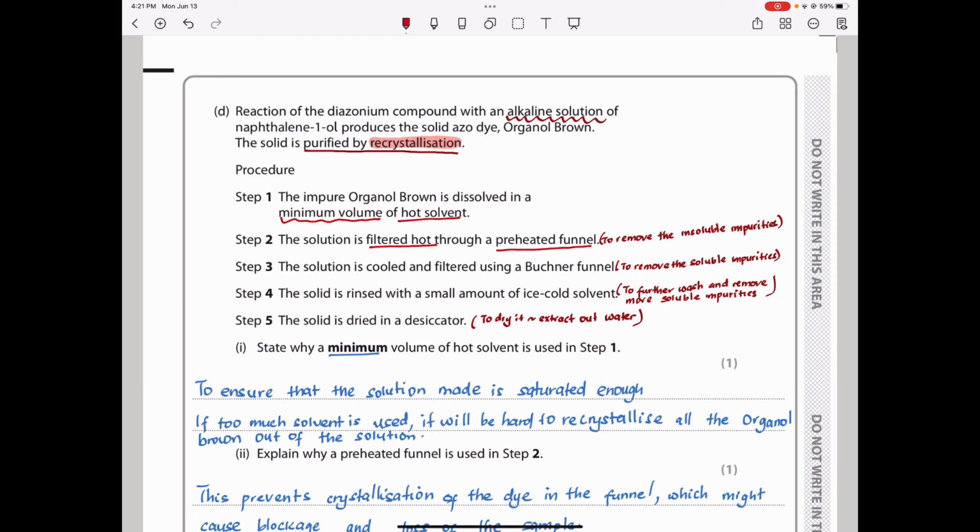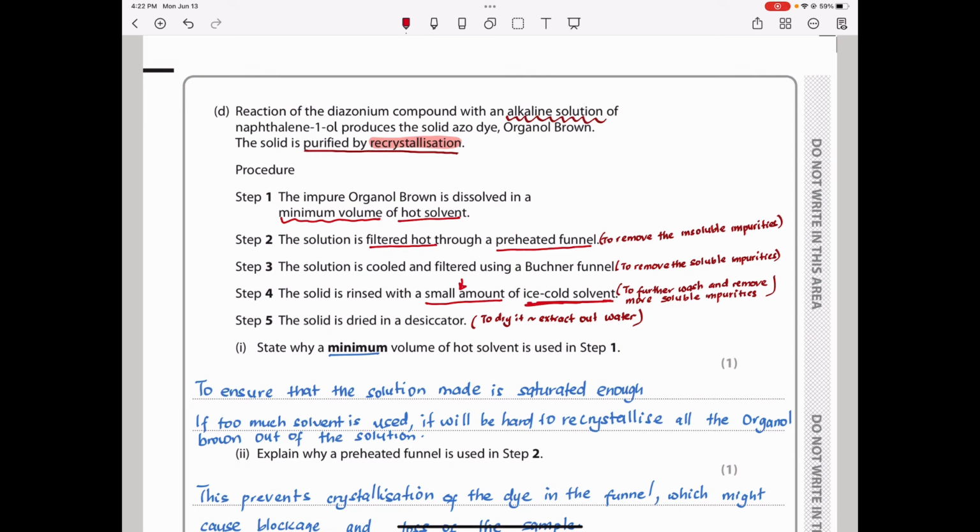Step 3 says the solution is cooled and filtered using a Buchner funnel. This is done to remove the soluble impurities. Then the solid is rinsed with a small amount of ice cold solvent. You want to use small amounts so that you prevent the crystals you're trying to get from dissolving back into the solvent. And this has to be cold to minimize the chance of the crystals dissolving into the solvent. Step 5, the solid is dried in a desiccator. Of course, this is okay.